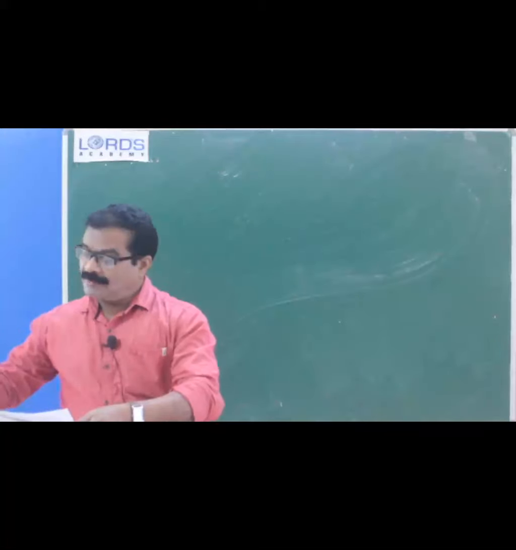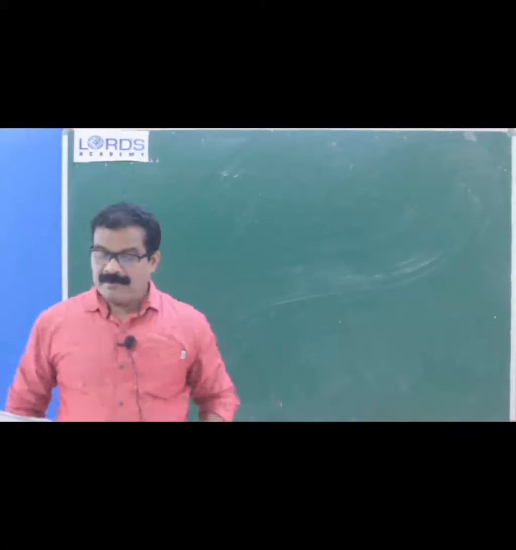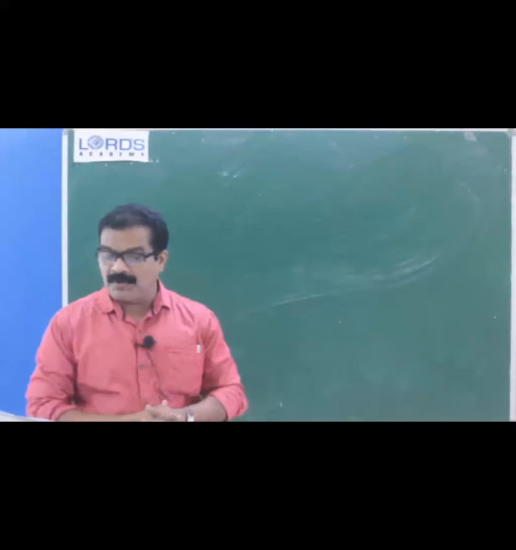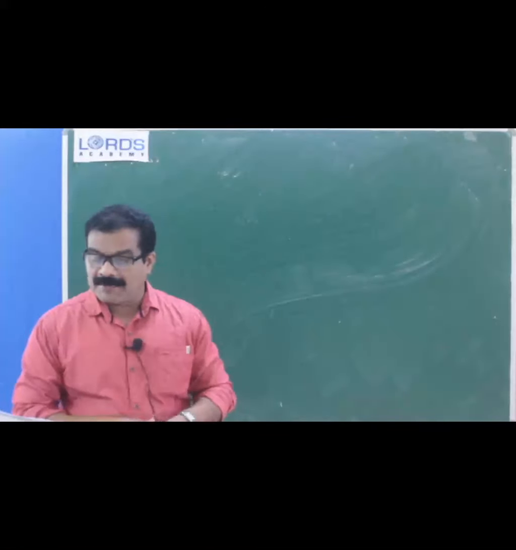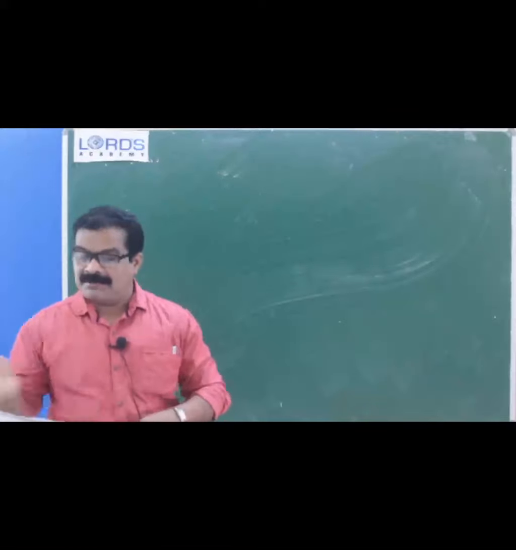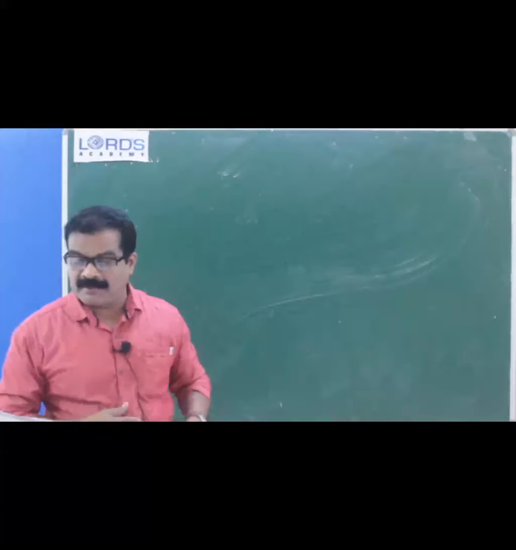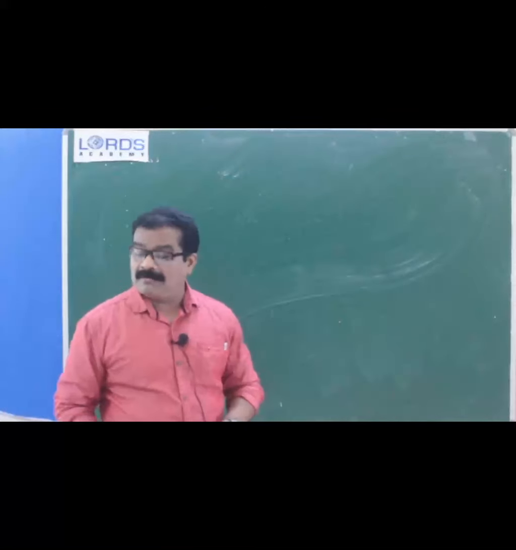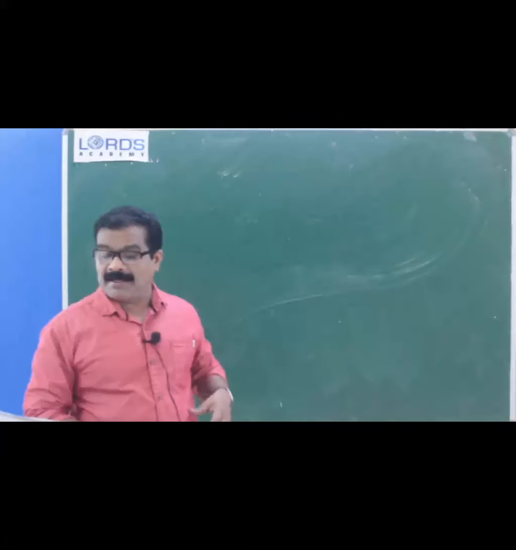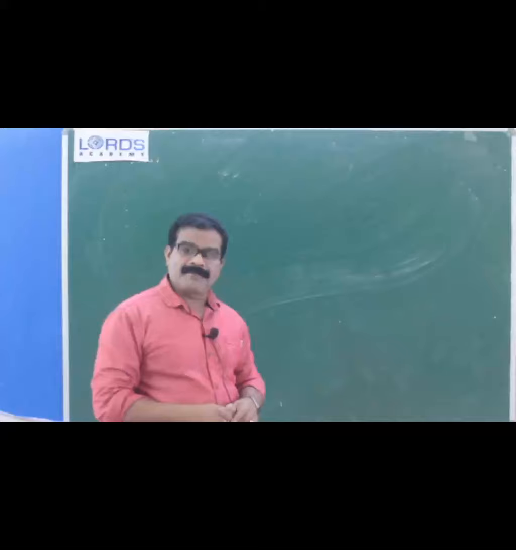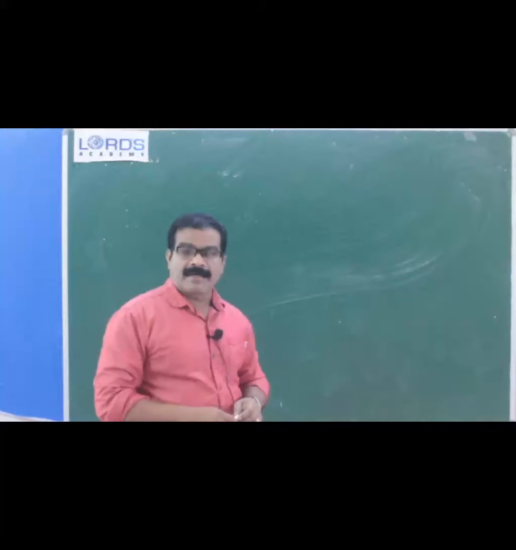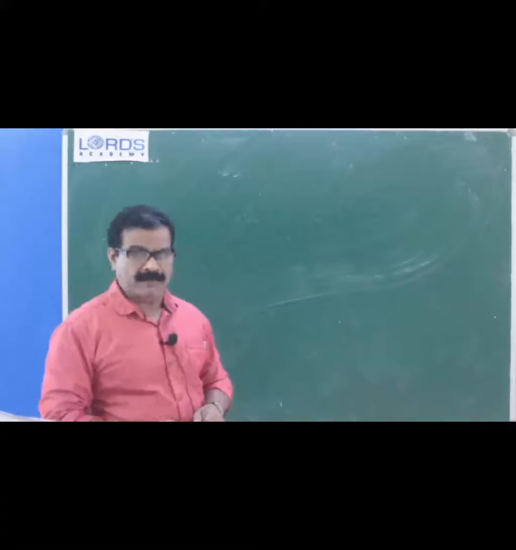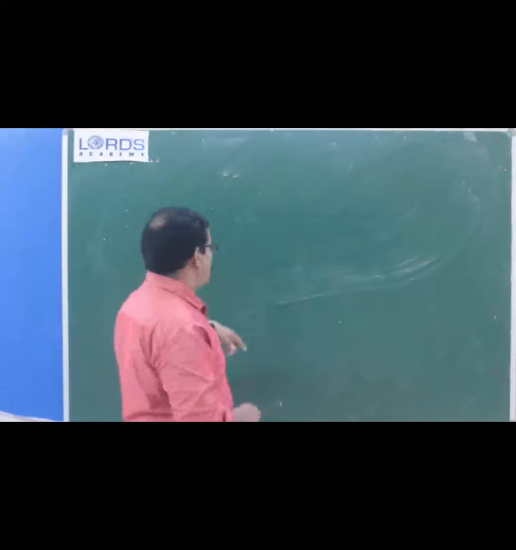Exercise 25B, question number 14. In a single throw of 2 dice, find the probability of a doublet, a number less than 3 on each. 5 cases are there, we can do. First of all, we can write all the possible outcomes. How many outcomes are there? You will get 6 into 6, 36 possible outcomes. So, we can write that one first.